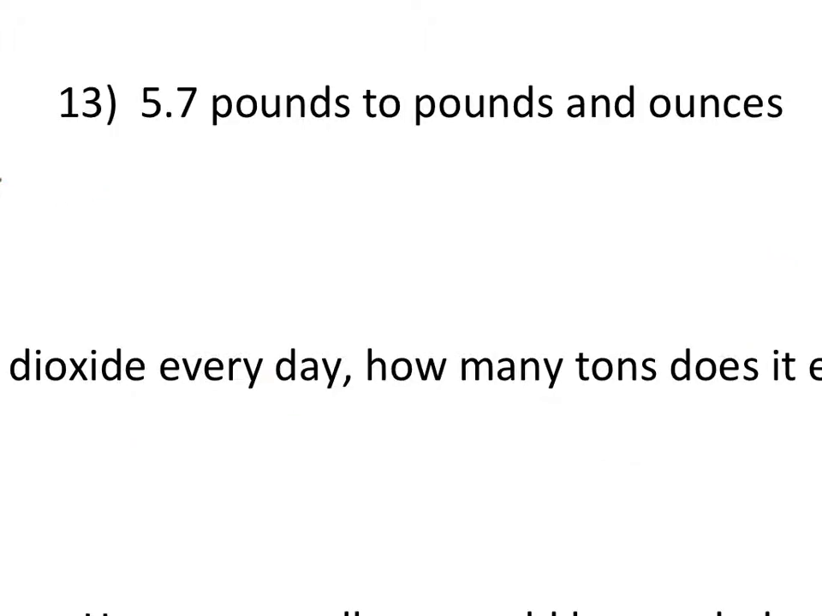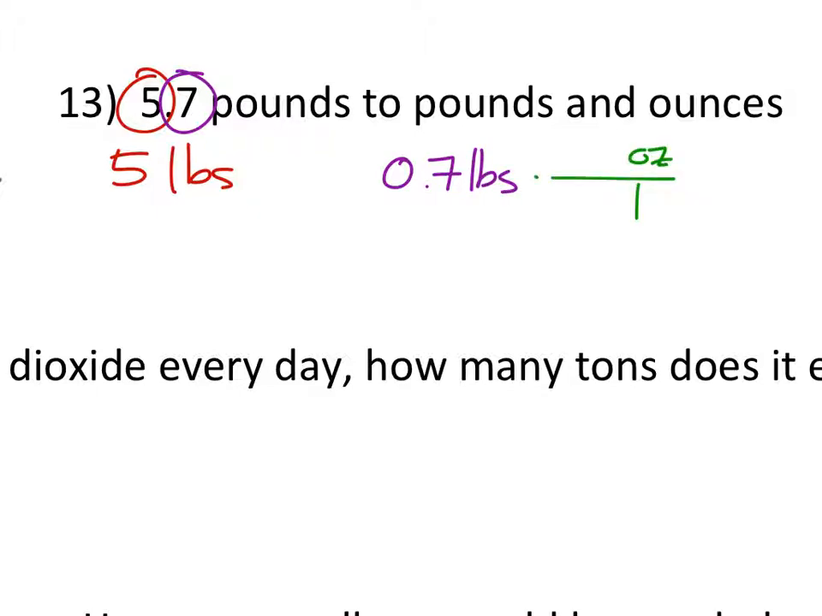5.7 pounds to pounds and ounces. So again, we have a whole unit here. So we know that's going to be 5 pounds. We just got to figure out how much 0.7 pounds is in ounces. So 0.7 pounds multiplied by some number of ounces per pound, so that the pounds will cancel out here. And we know that it's 16 ounces for 1 pound, so 0.7 times the 16 divided by the 1, and we get this decimal, 11.2 ounces. So 5 pounds, 11.2 ounces.